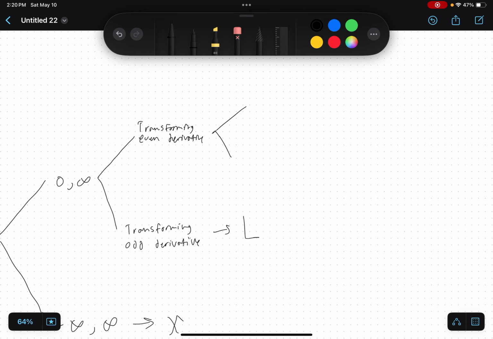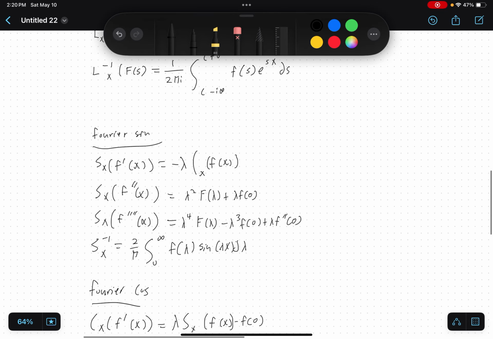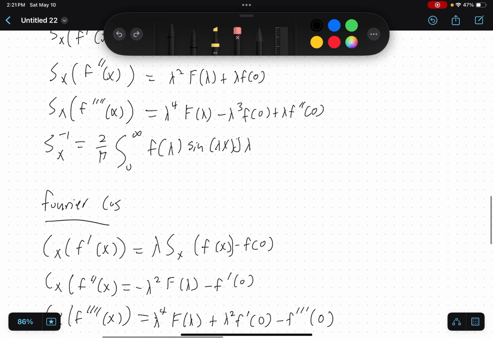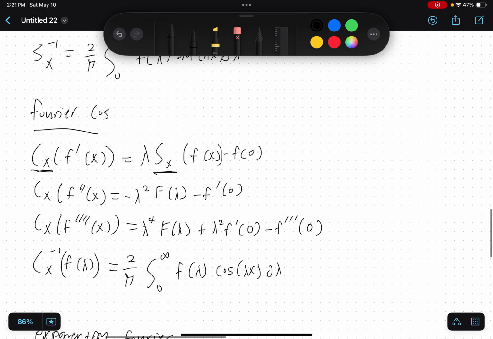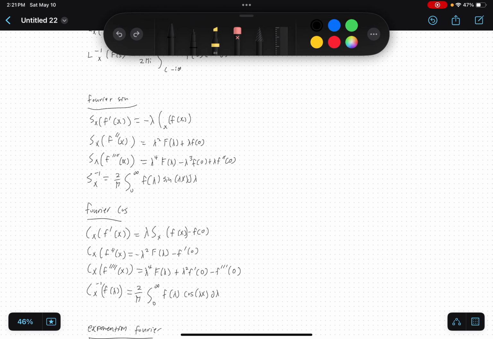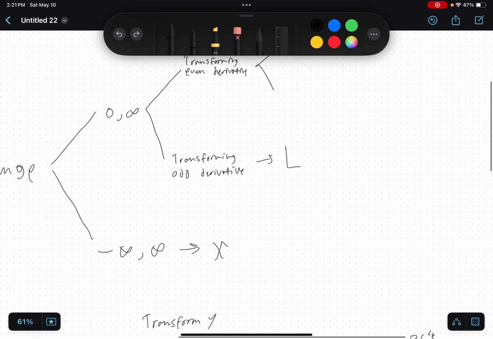The reason for this is that for Fourier sine and Fourier cosine, their odd derivatives have a Fourier cosine in the Fourier sine, and a Fourier sine in the Fourier cosine. So if you're transforming odd derivatives, transforming won't help because you're left with the Fourier sine and the Fourier cosine just sitting in there. So if it's an odd derivative, you use Laplace.